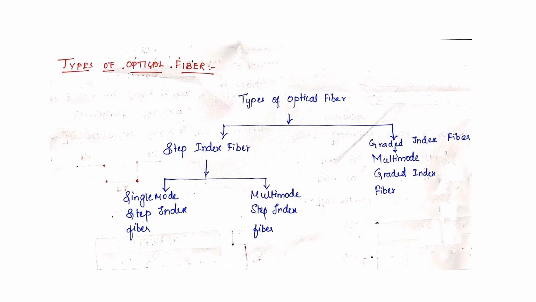Types of optical fiber. Optical fiber can be divided into two types. One is step index fiber, another one is graded index fiber. Step index fiber can be further divided into two types. One is single mode step index fiber, another one is multi-mode step index fiber. Whereas graded index fiber is multi-mode graded index fiber. Let me see one by one.